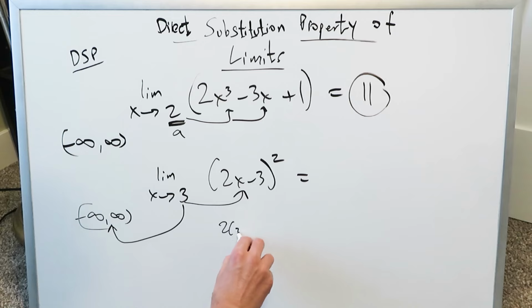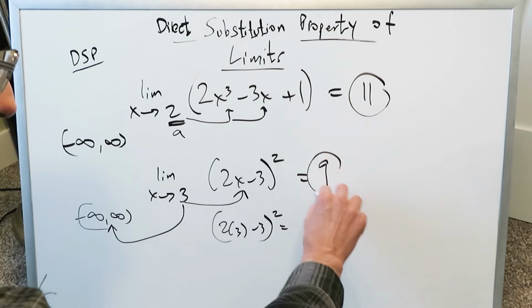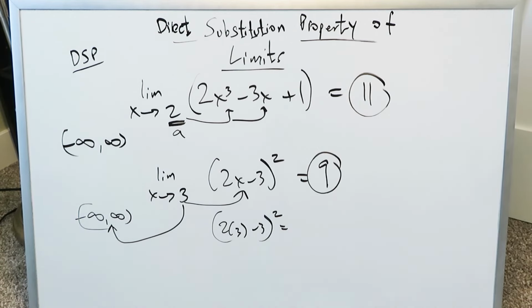You'll have 2 times 3 minus 3 and then whole squared. You have 6 minus 3, which is 3 squared, and your answer will be 9. So this question has been done. Again, the direct substitution property helps you out. It makes things very easy for polynomial functions. So we've looked at polynomials. Let's look at radicals next.